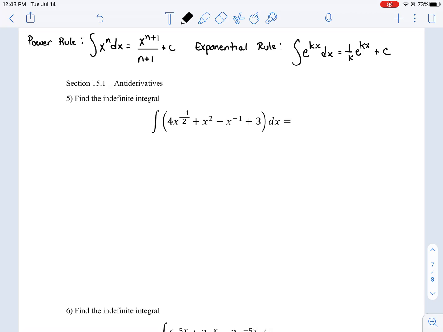Okay, so what I'm going to do is label the function inside the indefinite integral. I'm going to label that f of x. And the goal is to find a function, which we'll label capital F of x, such that the derivative of capital F of x is equal to the given function. And to do that, I'm going to separate this into four separate terms, like such.